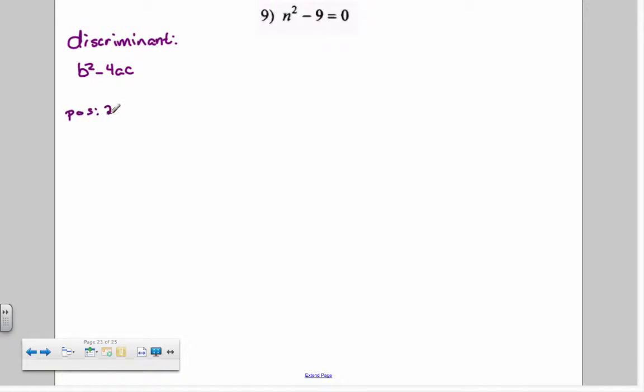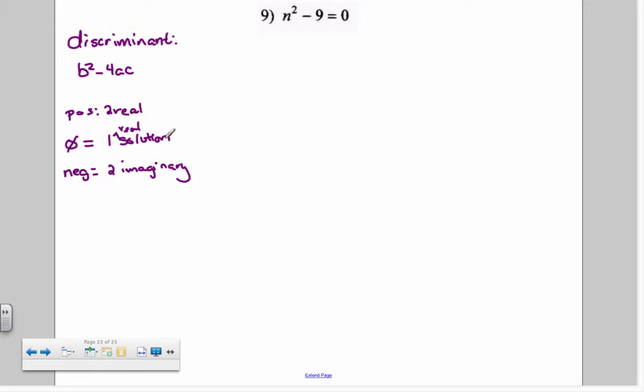you get two real solutions. If the discriminant is 0, then you have only one solution. And it's one real solution. And if the discriminant is negative, then you have two imaginary solutions. And I'm just going to write real right here because this is a one real solution.